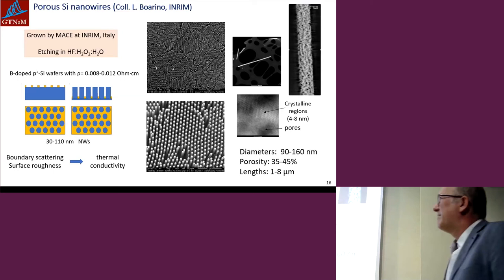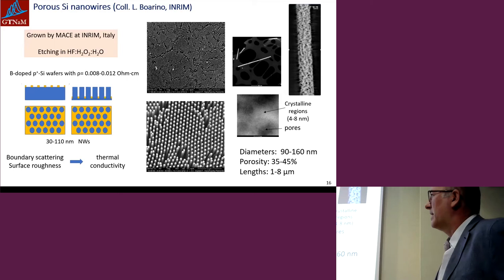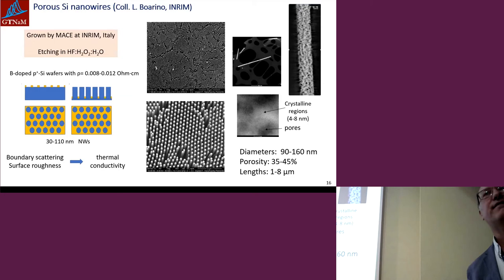They are grown by metal-assisted chemical etching, and we start with a p-doped silicon wafer that is etched by this solution. The etching goes from the exterior of the walls, and I'll show you later that this has an impact on the pore microstructure, and that has an impact on the thermal conductivity. These are porous nanowires that have porosity between 35 and 45%, and we've done 3D tomography on those systems in order to see the porosity, which is not easy to calculate if you have a single nanowire.